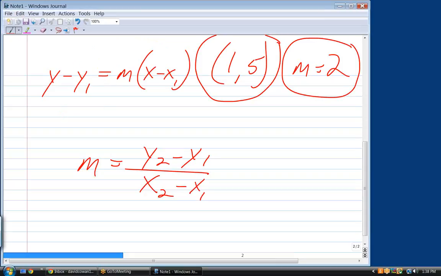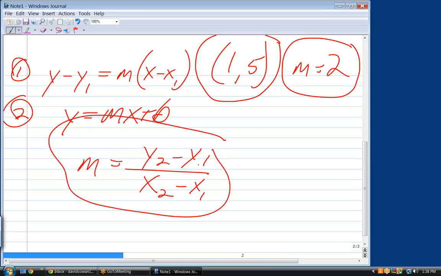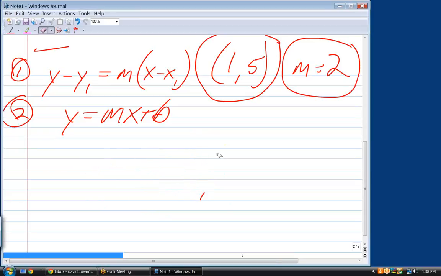There's also y equals mx plus b. Both of these are general formats for the equation of a line. And the slope is that. But since we know one full point and we know the slope, let's use the simplest equation we can find. Number 1.